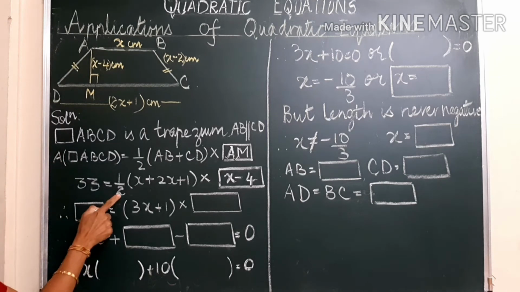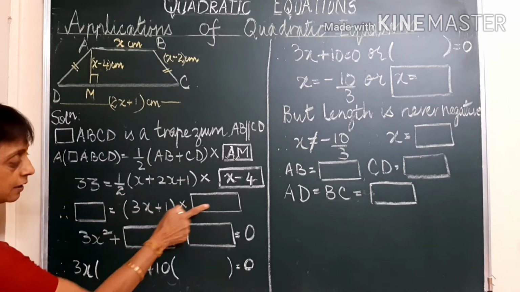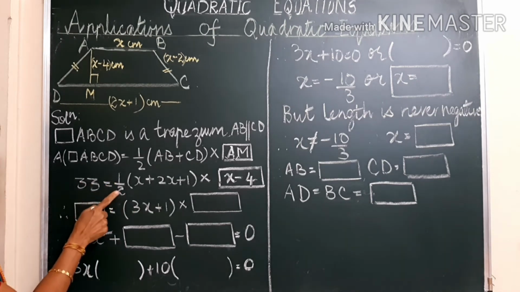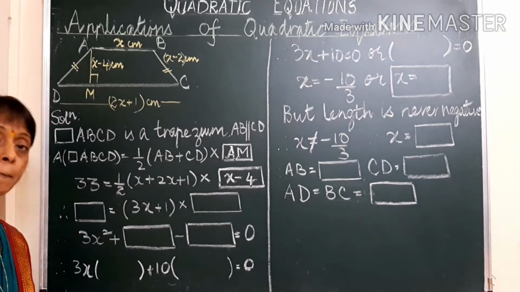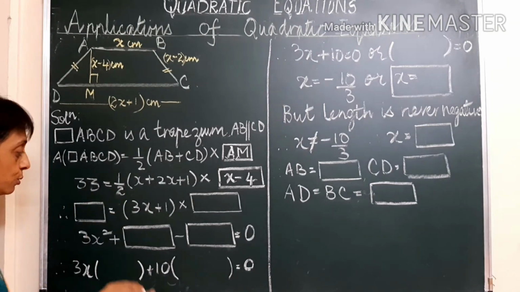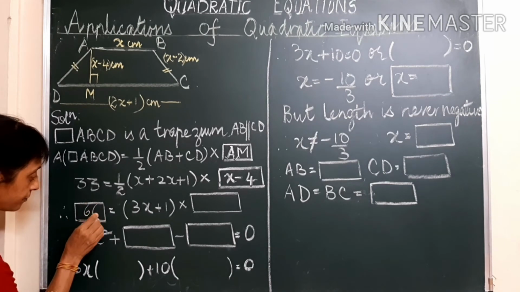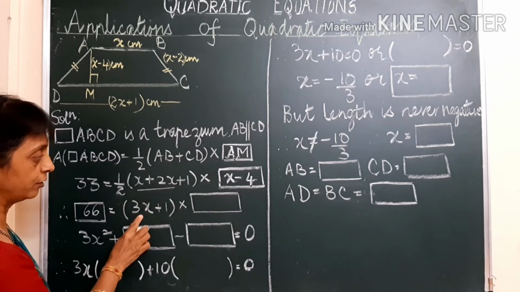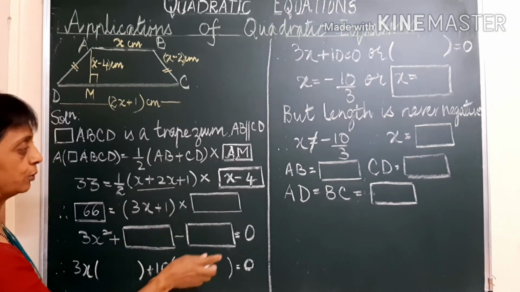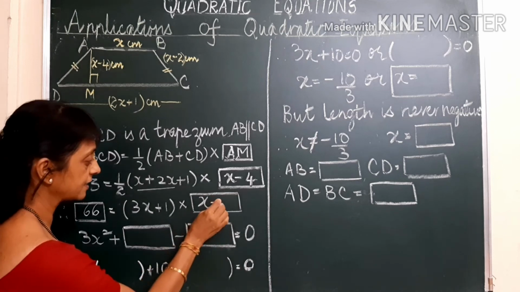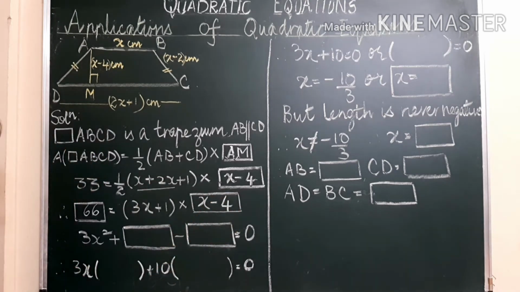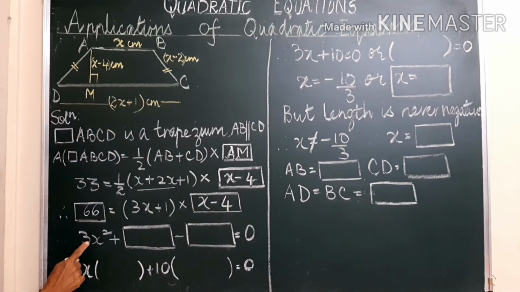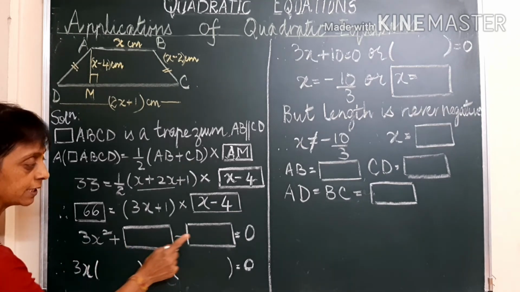Let's continue. Now, what has happened to 2? It is not seen over here. That means it has been taken to the other side. 2 is performing division. When it goes to the other side, it becomes multiplication. So, 33 into 2 gives you 66. 2x plus x over here has become 3x plus 1 into x minus 4 as it is. Right? So, let's move on. Now, children, they have solved this equation and we have to find out the empty boxes' answers.